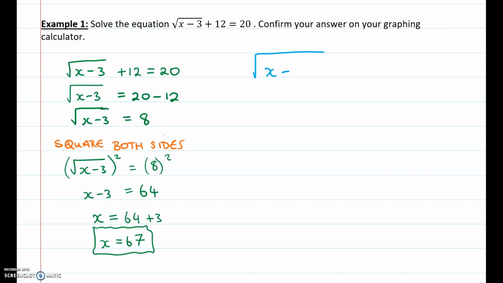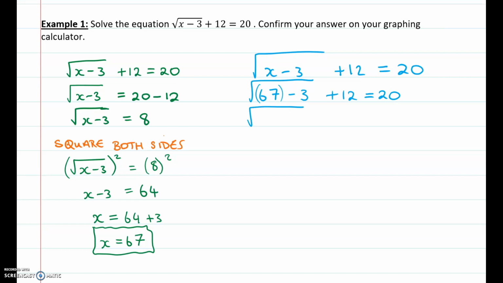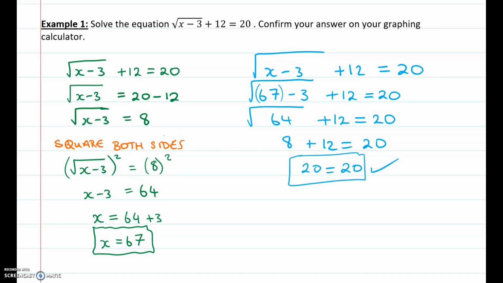So we had the square root of x minus 3 plus 12 equals 20, and now this is a check, so put your answer in. So the square root of 67, and I guess it should be in parentheses, it's not going to make any difference here, minus 3 plus 12 equals 20. So the parentheses come off without actually anything happening, so 67 minus 3 is 64, plus 12 equals 20. The square root of 64 is 8, plus 12 equals 20. 8 plus 12 is 20, equals 20. And that's true. So we have confirmation that this is the correct answer. Okay, x equals 67 is the correct answer.